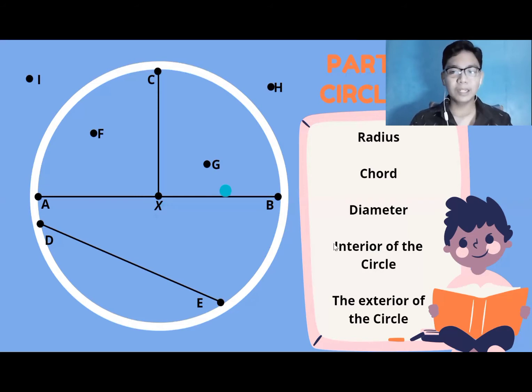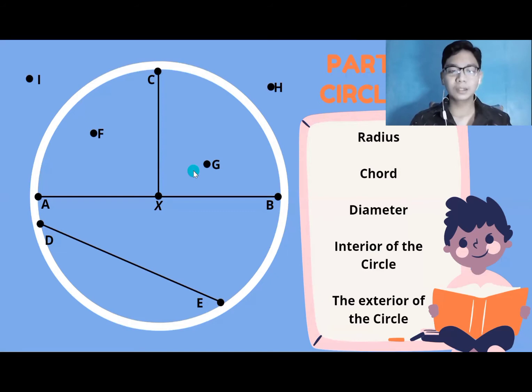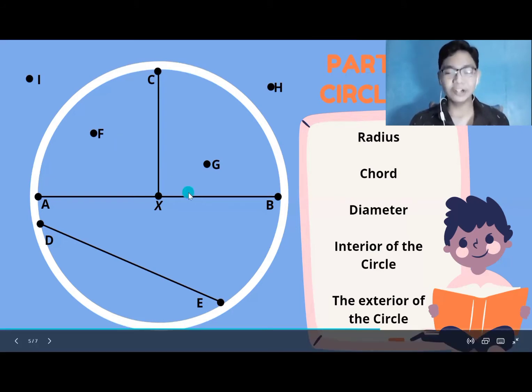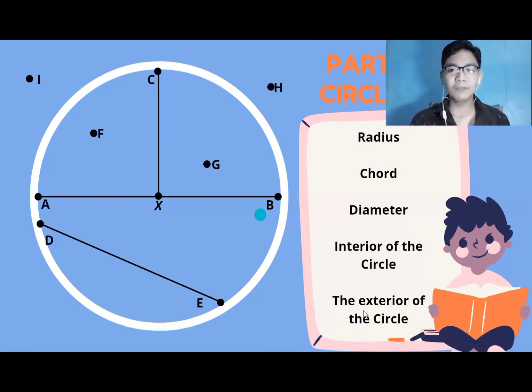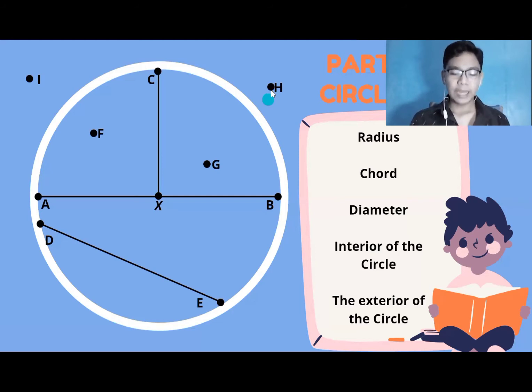Next up, we have the interior of the circle. These are the set of points inside the circle whose distance from the center of the circle is less than the radius. So the examples of this are point G and point F. They are inside the circle, hence the name interior of the circle. And vice versa for the exterior of the circle. They are the set of points outside the circle whose distance from the center of the circle is greater than the radius, so that is point H and point I.